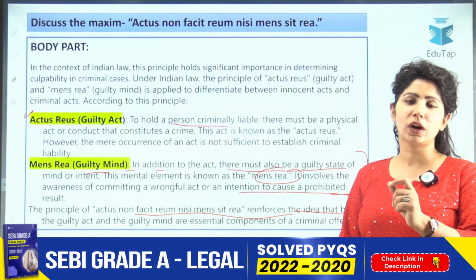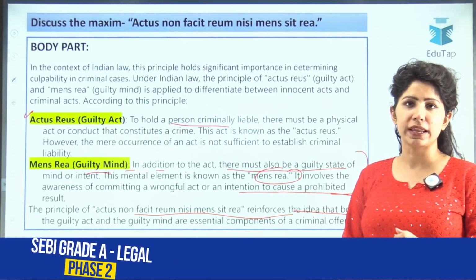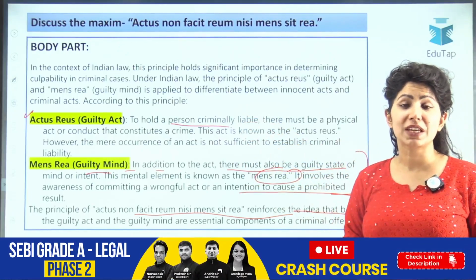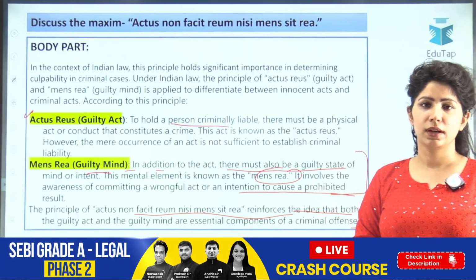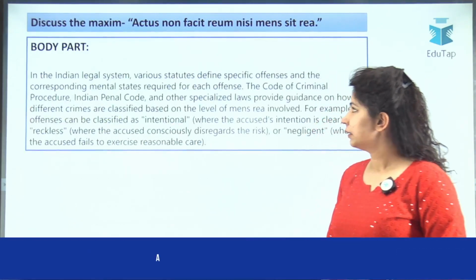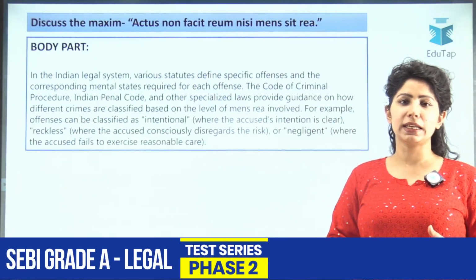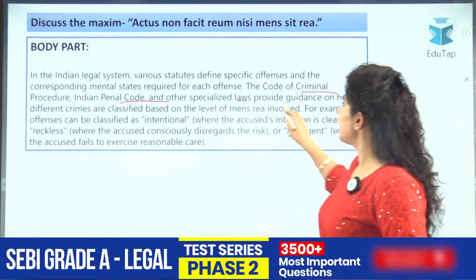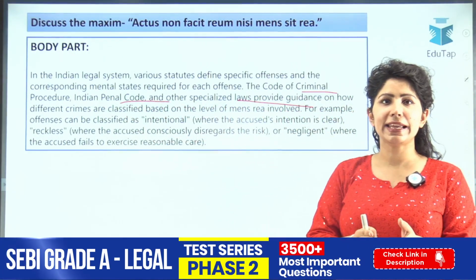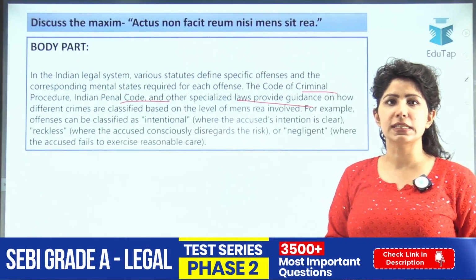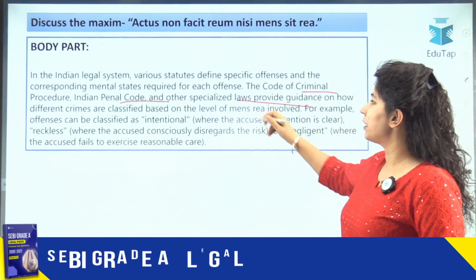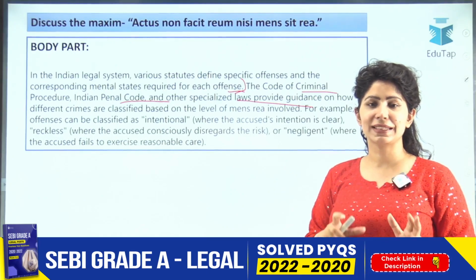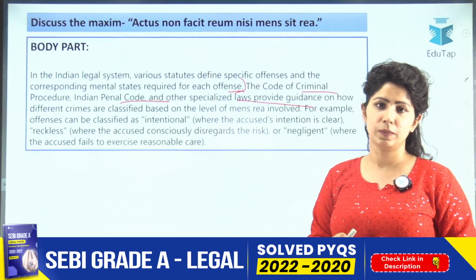So in the introduction, we talked about its importance briefly. Now in the body part, we are explaining both of these separately, and then we are emphasizing that both of these are essential to prove a person guilty in the Indian criminal system. So again, you can go on to explain its applicability in the Code of Criminal Procedure, Indian Penal Code, and other specialized codes. So in the Indian legal system, various statutes define specific offences and the corresponding mental states required for each offence. This is very important. Here you have ascertained the fact that this maxim is directly used in Indian law.